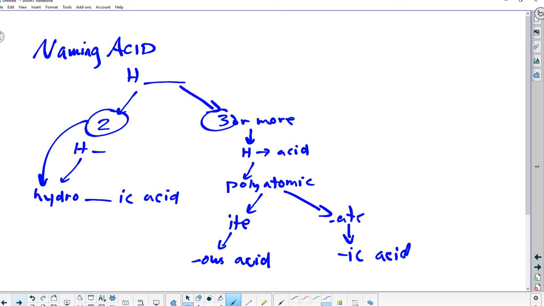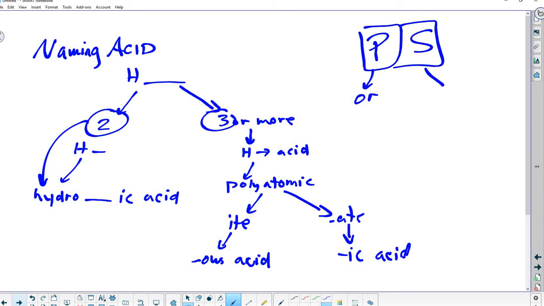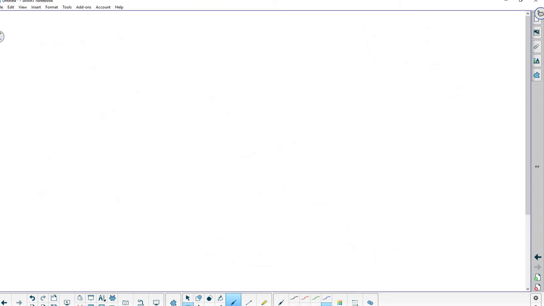Remember, phosphorus and sulfur get their OR or UR back before you do the IC or the OUS. So they're special. This is just a real quick way to remember how to name. So let's try some. Let's do the OR and the UR.